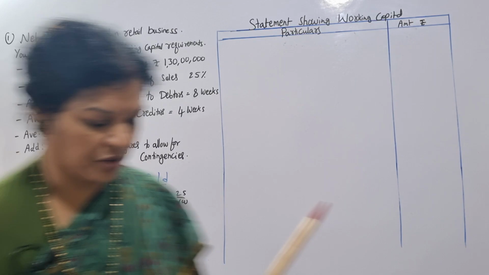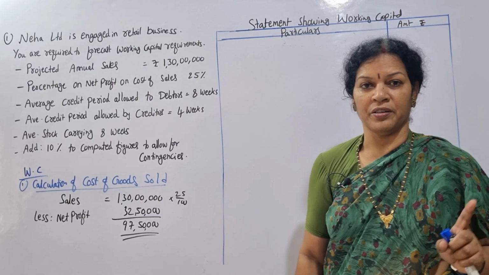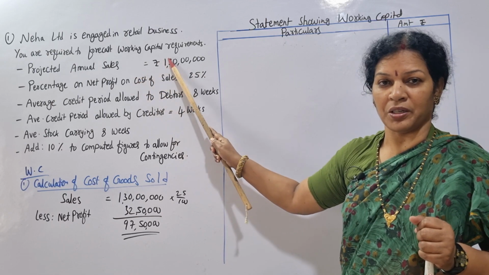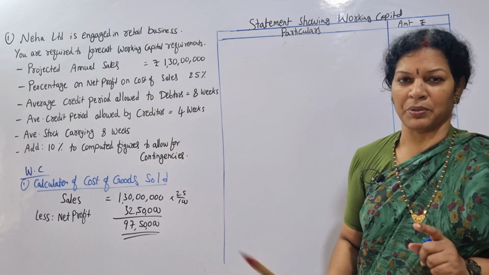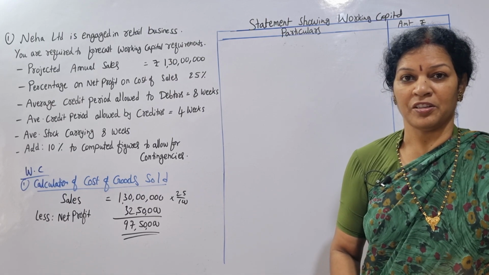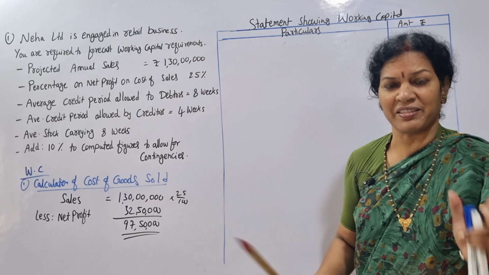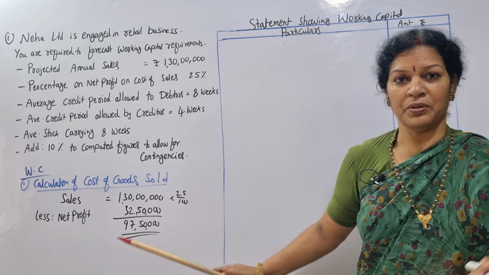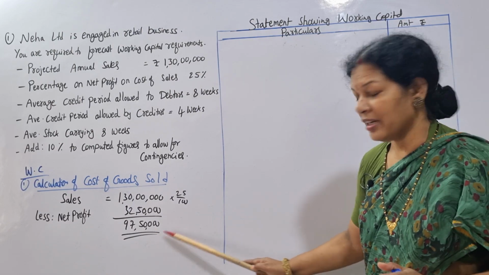Now, let me give you the explanation about this. Why we have done these calculations? Cost of goods sold is required to calculate the working capital. Cost of goods sold, how do we get? We know the sales are 1 crore 30 lakh. Net profit also they are saying 25%. Sales means net profit is included. So if we deduct net profit, you'll get cost of goods sold. Exactly what is the cost of the goods you have sold? If you deduct net profit only, you'll come to know exactly the cost of that goods sold. So that is 97,50,000.